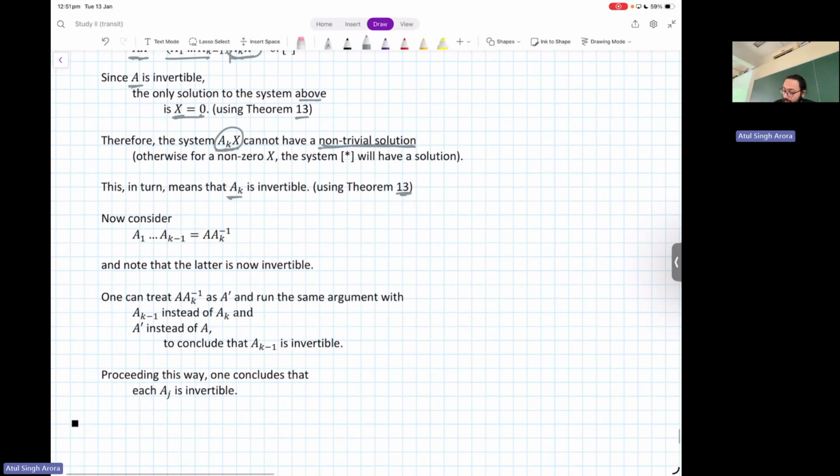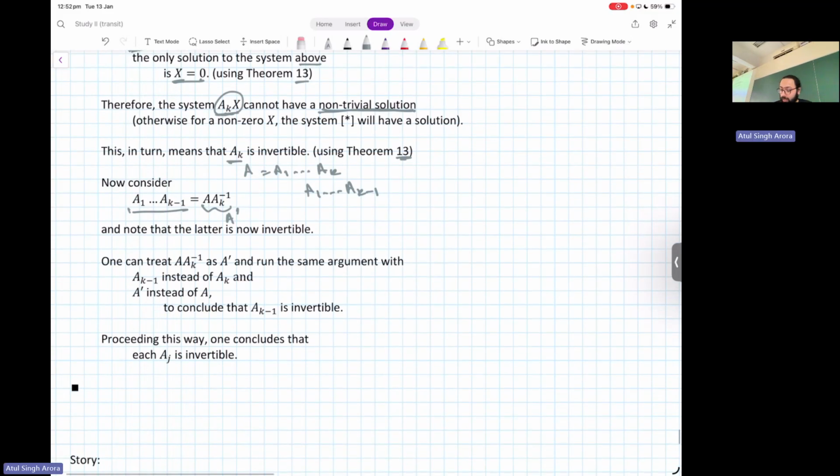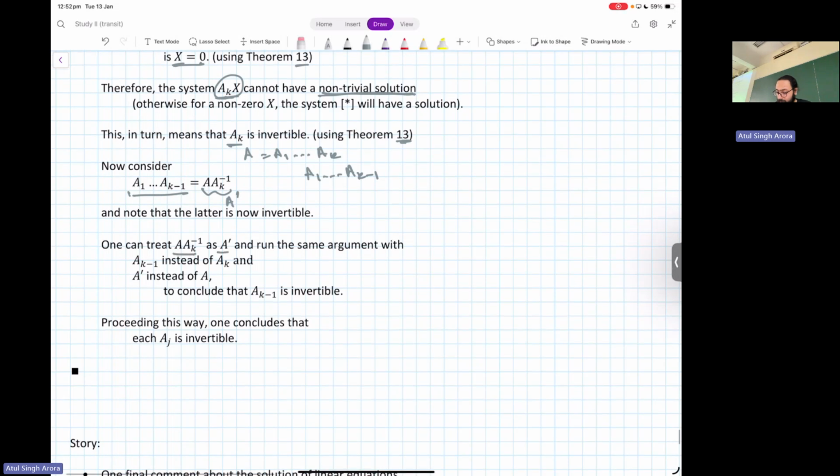Okay. And now one can, instead of considering the matrix A being the same as A1 to Ak, consider this matrix, let's call it A prime. It is essentially of the same form, except now you're just going up till A sub k minus 1. And now one can just run the same argument again. There's nothing that stops us, because A prime is still invertible. It's a product of invertible matrices, so it stays invertible. Then we run the argument again, and proceeding similarly, you can show that for each A sub j, it has to be the case that A sub j is invertible. Is that okay?